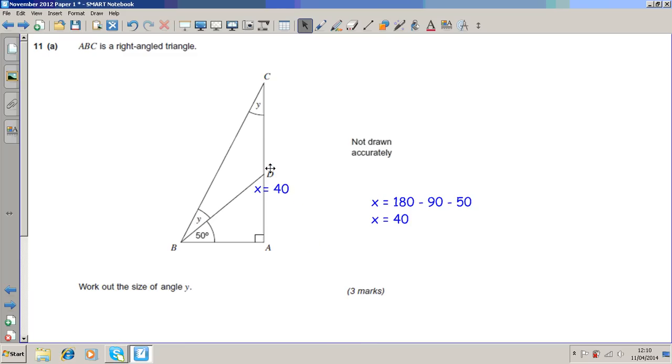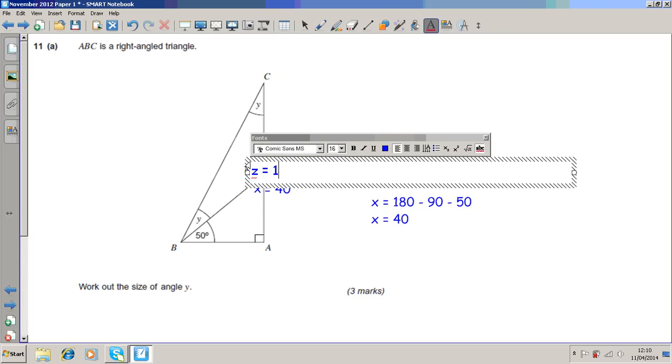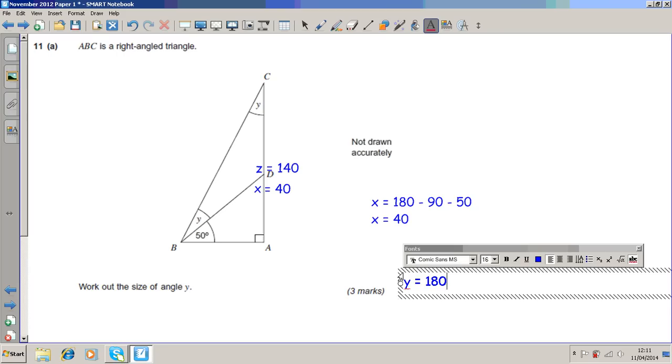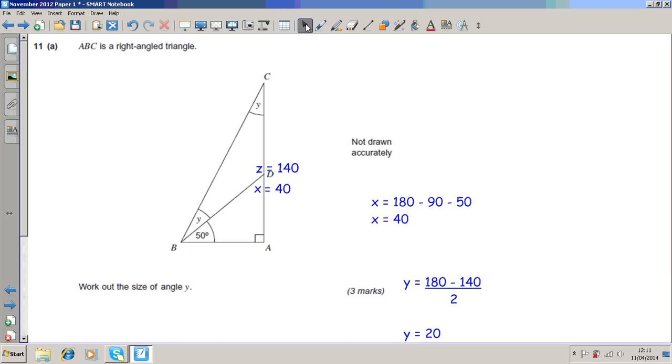So that there is equal to 40. So now this one here, let's call it z, is equal to 140, because 180 minus 40 is 140, straight line. Okay, so finally we've now got ourselves an isosceles triangle. So y is equal to 180 minus 140, divided by 2. So 180 minus 140 is 40, divided by 2 is 20. So y is equal to 20 degrees. And we're done.